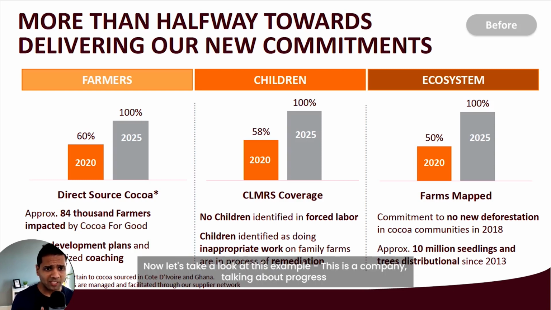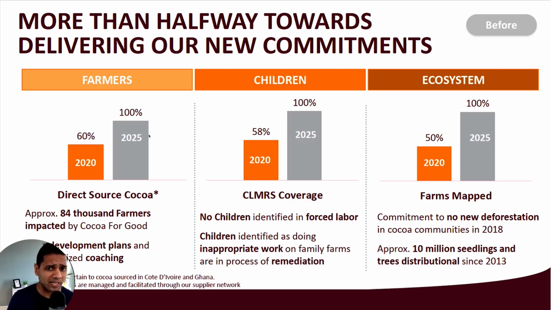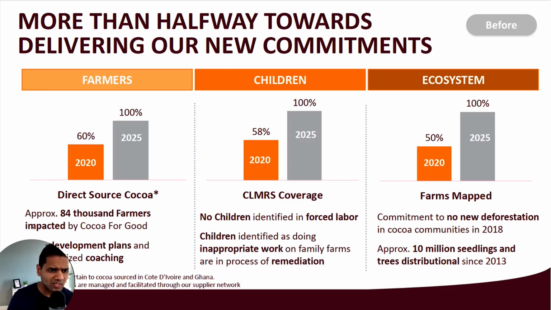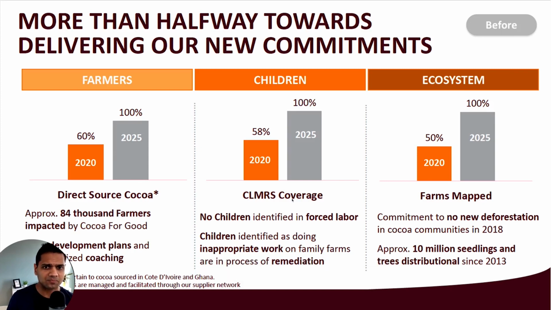Now let's take a look at this example. This is a company talking about progress they have made against their ESG commitments. There are three dimensions to it, right? From a farmers, child labor and ecosystem perspective, they've identified KPIs for each of them. They want to get to 100%, and they're talking about where they are today versus the future goal. They also have some text-based commentary underneath each.